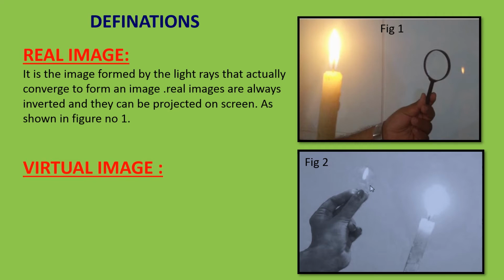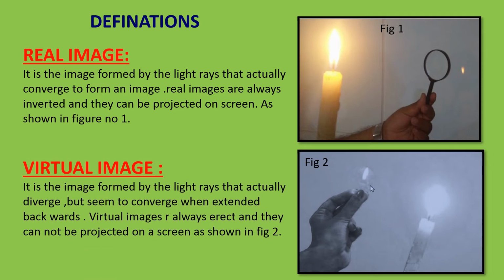Second definition is of virtual image. It is the image formed by light rays that actually diverge but seem to converge when extended backwards. Virtual images are always erect and they cannot be projected on screen. It should be noted that virtual images are always formed on the same side as that of object.